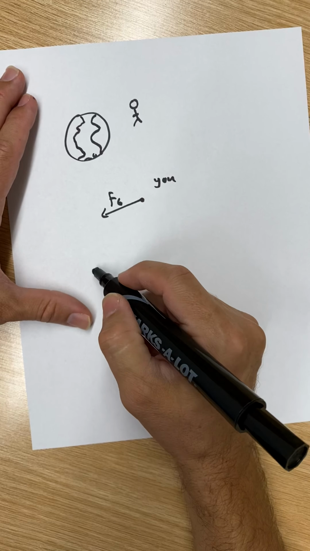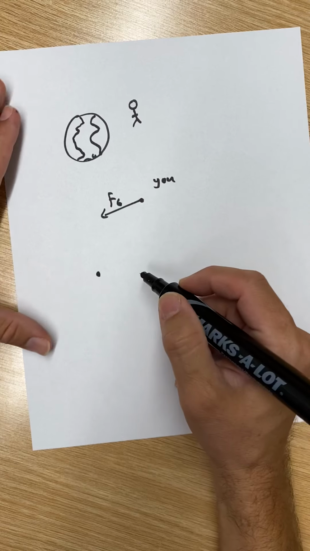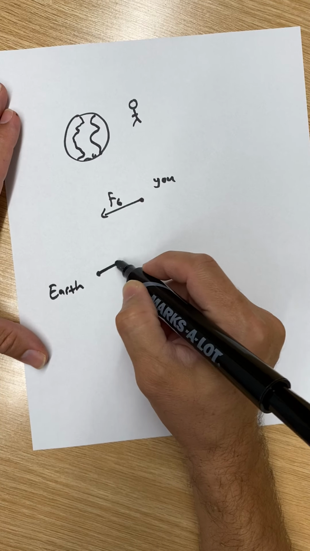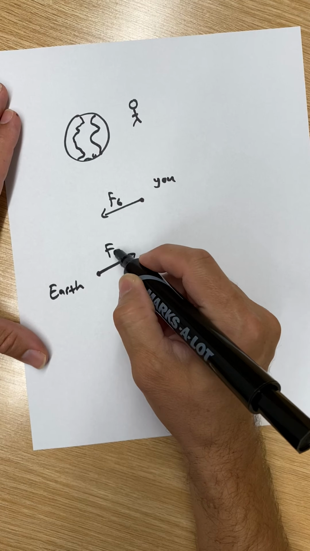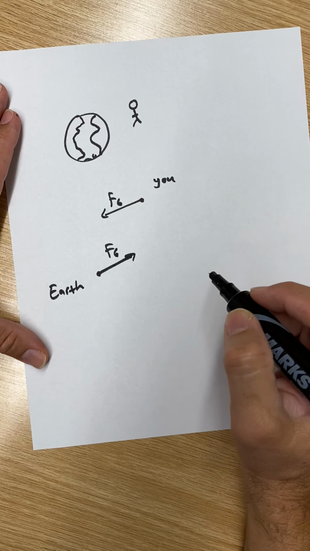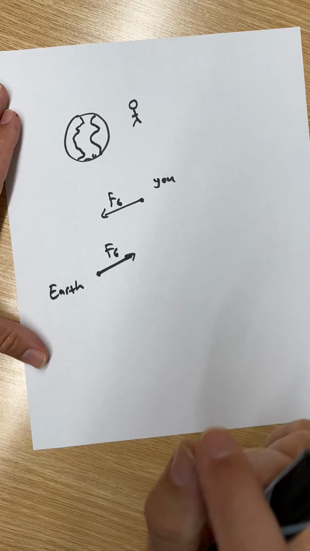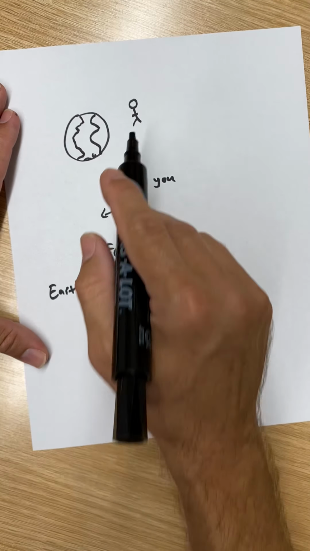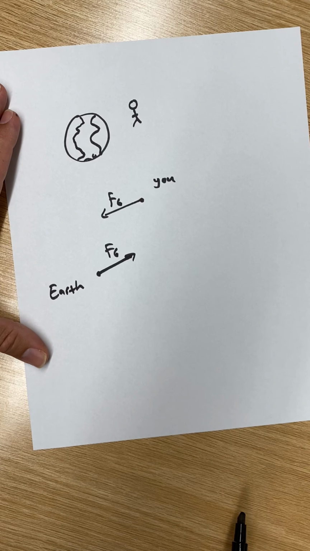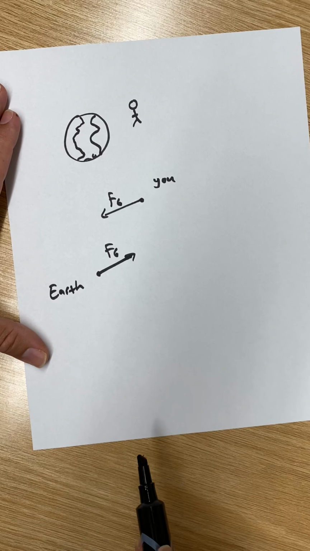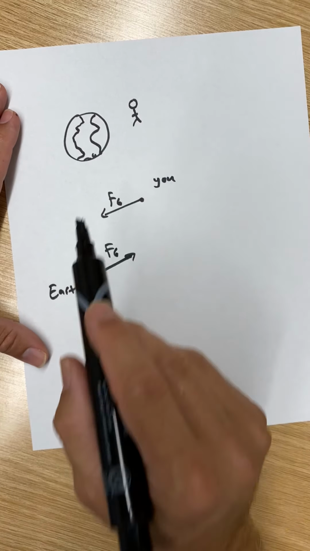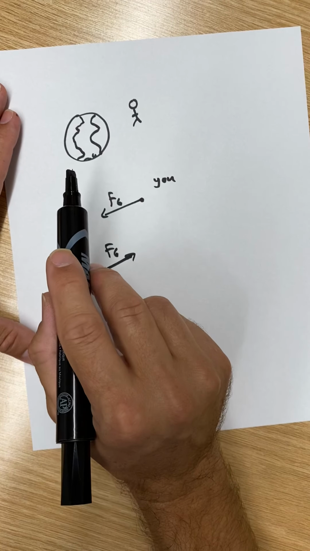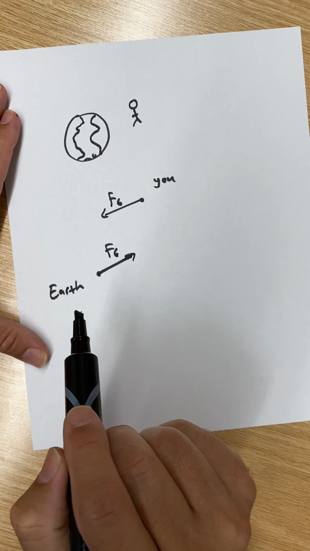Now, if I'm going to draw a free body diagram of the Earth, what I have to say is the Earth has this force of gravity exerted on it from you. There's the action-reaction pair. The Earth exerts a force on you, which we call gravity. That is to say, it attracts you. Well, according to Newton's third law, you also attract the Earth. You exert the same amount of force back on the Earth as the Earth exerts on you, right?